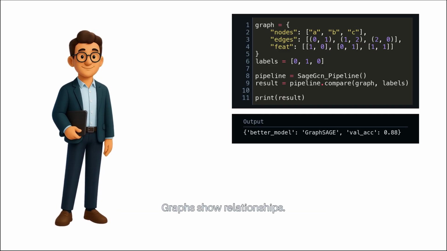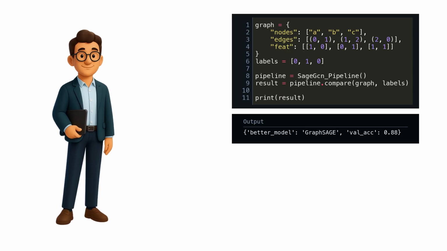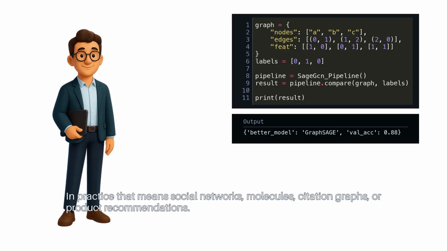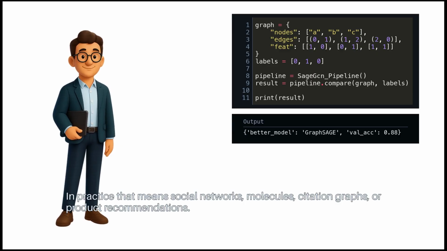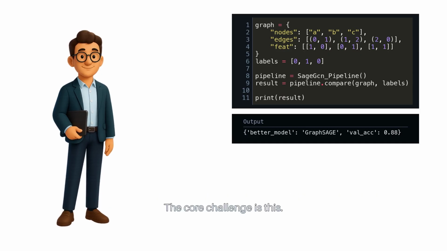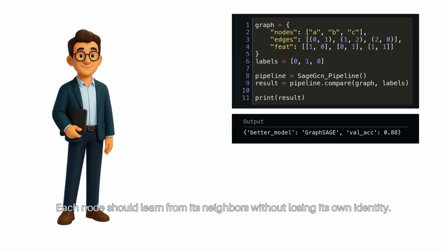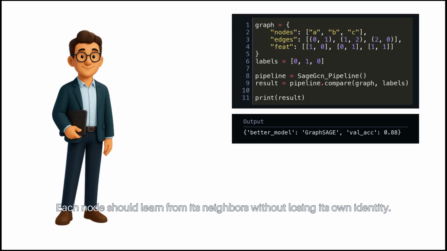Graphs show relationships. We use graph neural networks when node features and connections both matter. In practice, that means social networks, molecules, citation graphs, or product recommendations. The core challenge is this: each node should learn from its neighbors without losing its own identity.